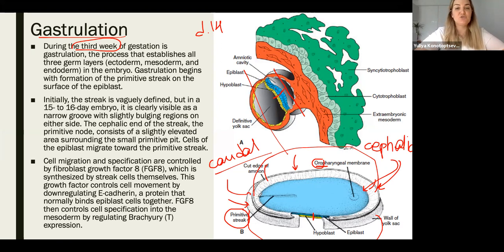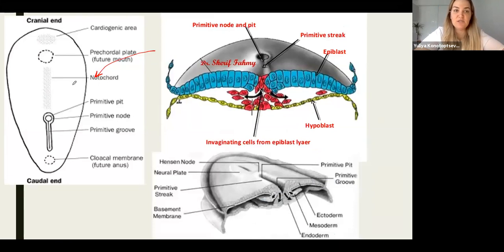So I repeat, gastrulation is making the trilaminar germ disc. It starts during the 3rd week, and it begins with the formation of the primitive streak on the surface of the epiblast, at the caudal end of an embryo. We can see exactly the same picture here. It's just a bit different view. This view is more from the superior point of view. This is the cranial end of the embryo. This is the caudal end of the embryo. This structure right here is your primitive streak.